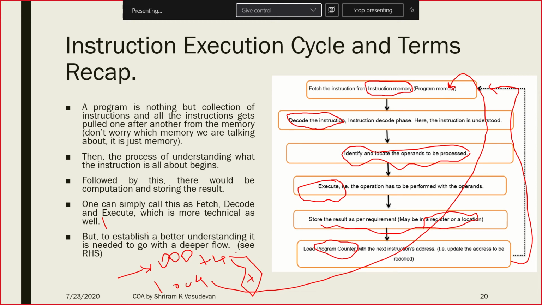Remember, this is not done automatically, and we have an adder sitting there doing this work. The adder will do a +4 or +8 or +2 based on the architecture that you follow, and it is going to do that work. Remember, this is a very important point, and if you forget it, your entire workflow is hit.